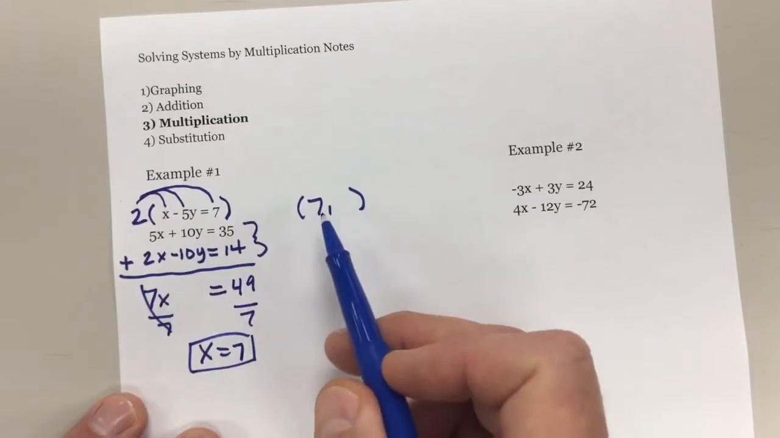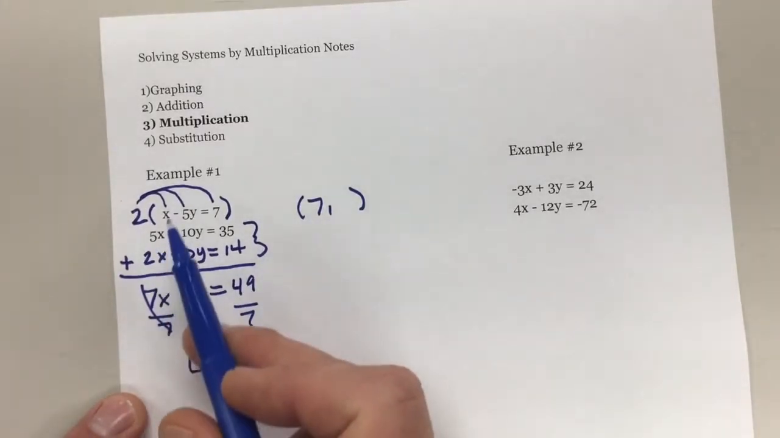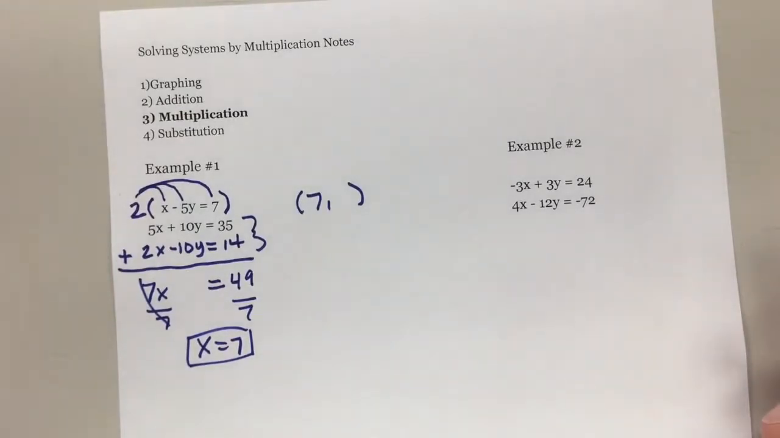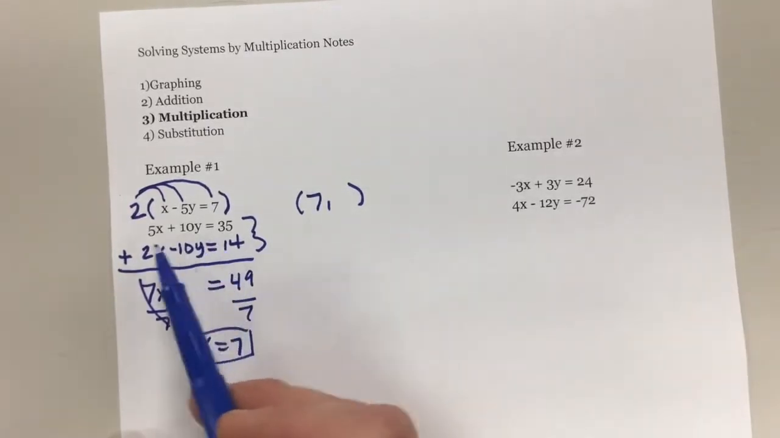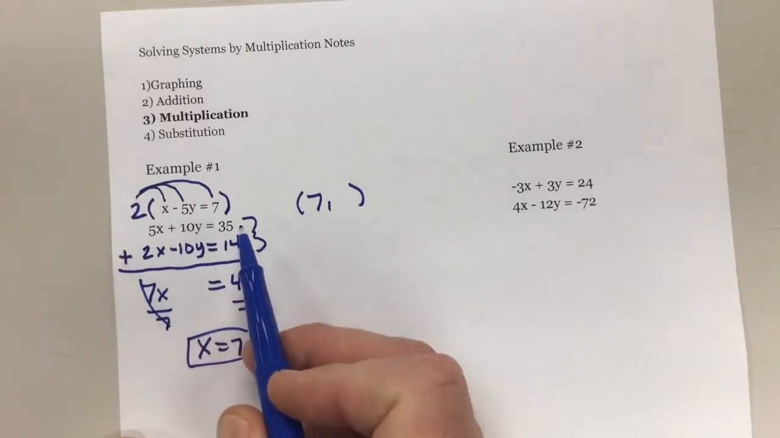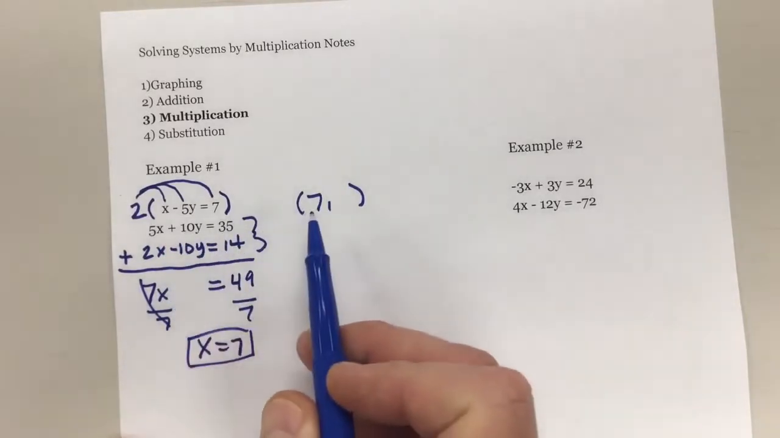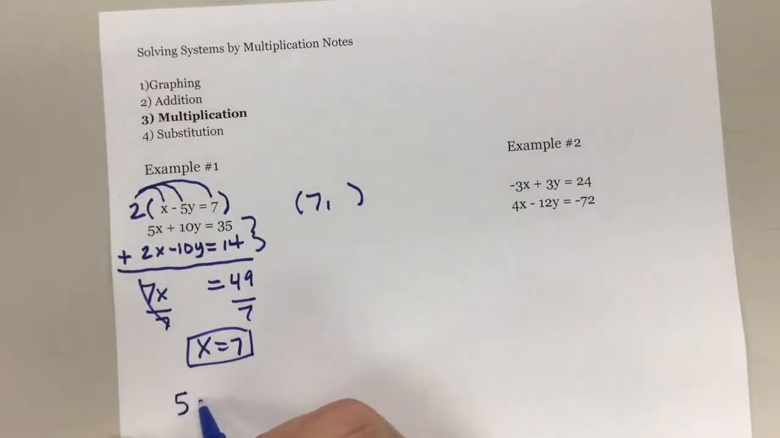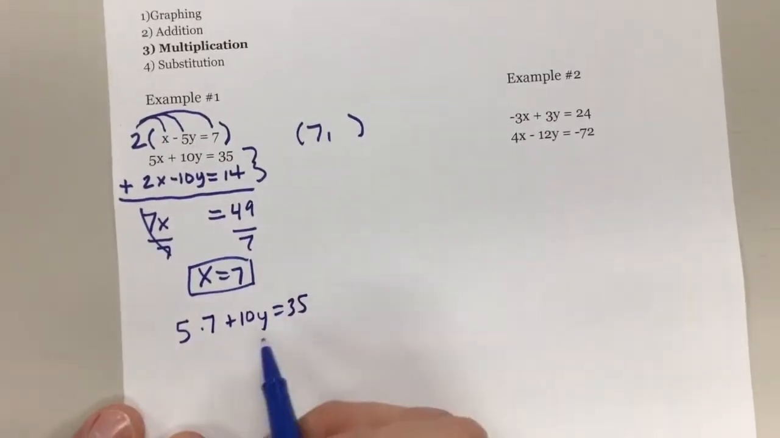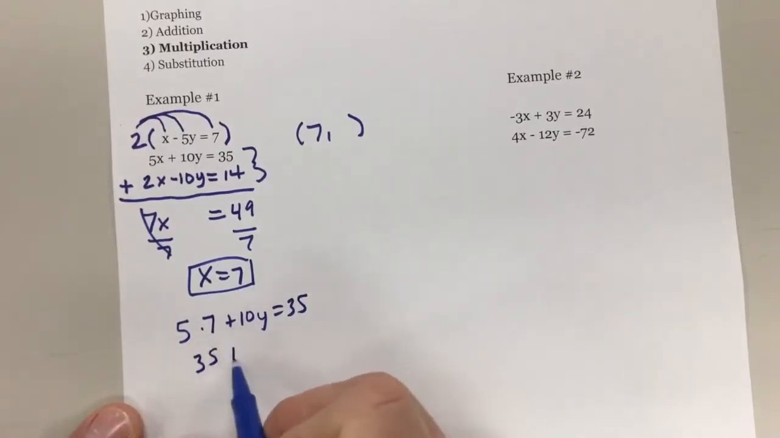Now I'm going to plug that 7 into one of these equations for the x. And again, you can pick which one. It'll work in both, but usually one of them is easier to handle than the other. So I'm thinking, let's do the bottom equation since everything's positive. So I'm going to rewrite the bottom equation, but instead of the x, I'm going to write 7. So it'll be 5 times 7 plus 10y equals 35. And now I just solve this. So 5 times 7 is 35.